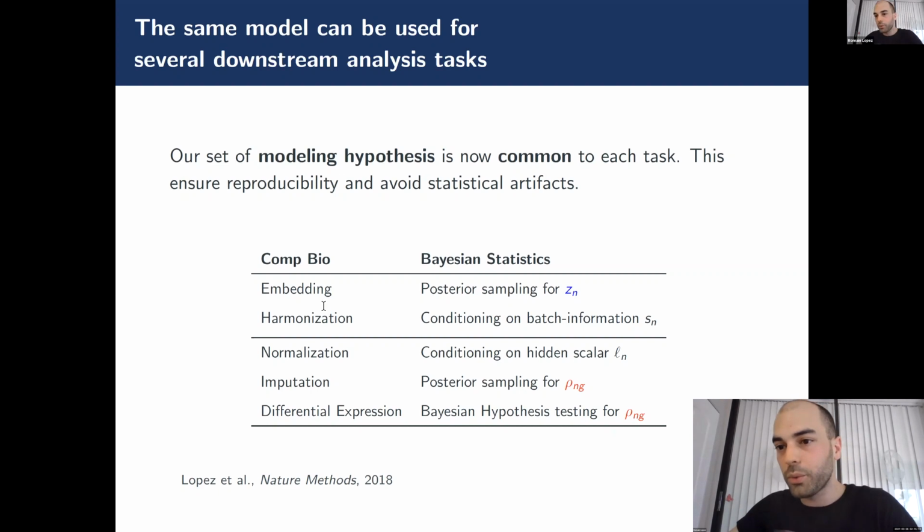When we want to impute, we can just sample from rho, and this gives us some imputation. We can take the mean of it as well if we want. And when we want to do differential expression, we can formulate a certain Bayesian hypothesis testing problem based on the rho, and we can solve it. And that's how we will do differential expression in SCVI.